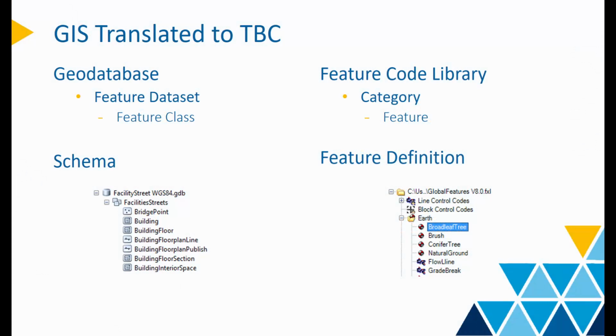The word schema may sound unfamiliar. GIS professionals use this word to describe a database structure, such as the tables, the fields, the types, and other elements. If we translate a schema to TBC language, we will get a feature definition, which describes the features, the attributes, the layers, and so on. This slide provides a synoptic comparison in between for your reference.